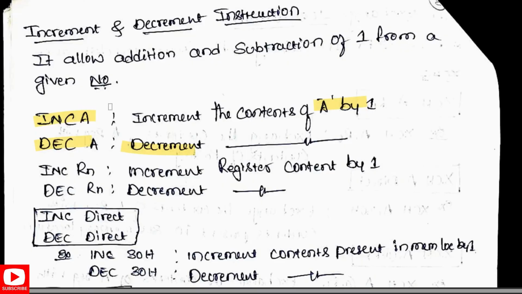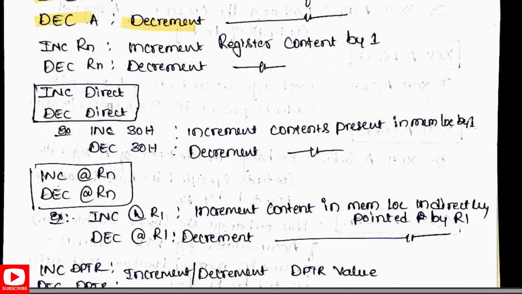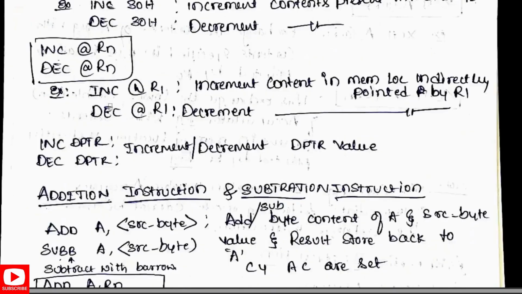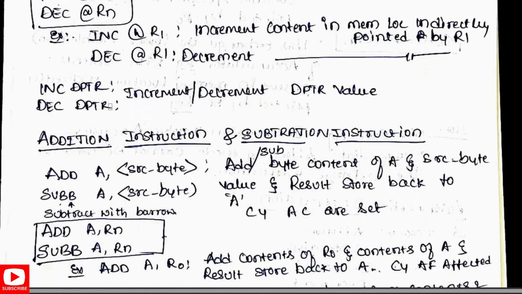INC direct and indirect can also be done, that is INC 30H. That increments the contents present in the memory location 30H. Similarly, decrement for the indirect mode, @Rn, that is @R1. That is, it increments the content in the memory location which is indirectly pointed by the register R1. Similarly for decrement. INC DPTR means it increments the DPTR value.